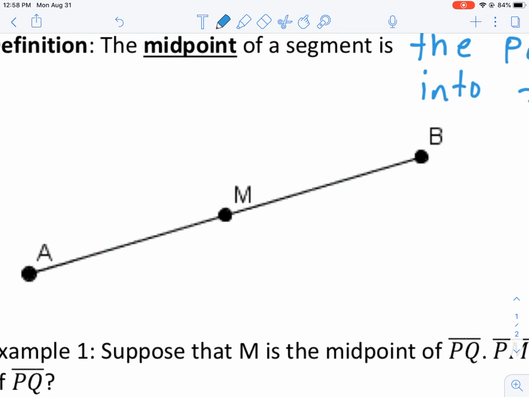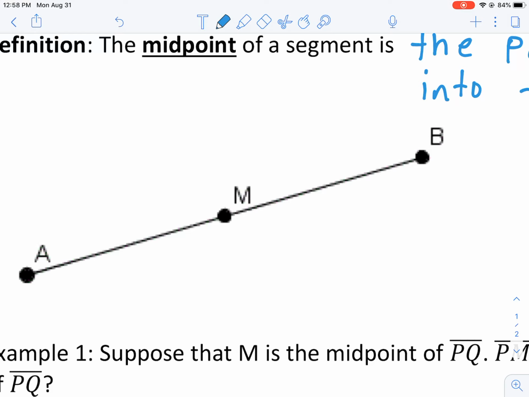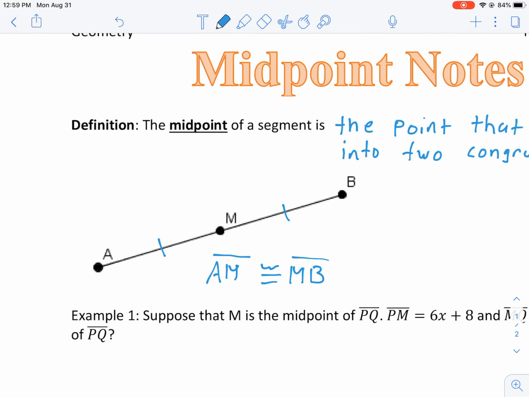So the way that we show that this is the midpoint is that we want to show that both of these sides are congruent. If you remember, to show that two things are congruent, you draw that little line through it, all right? So now we know that from A to M, that line segment is congruent to the line segment from M to B. All right, and that's the definition of a midpoint. It lies exactly in the middle, so therefore there's equal distance on both sides, okay?